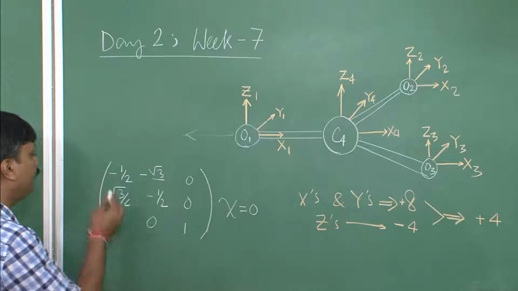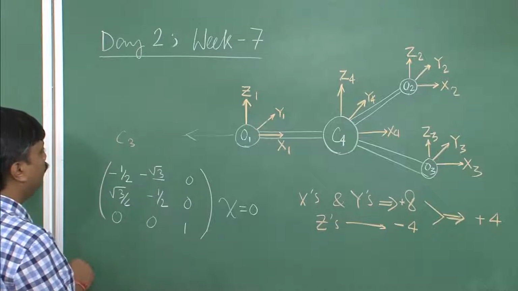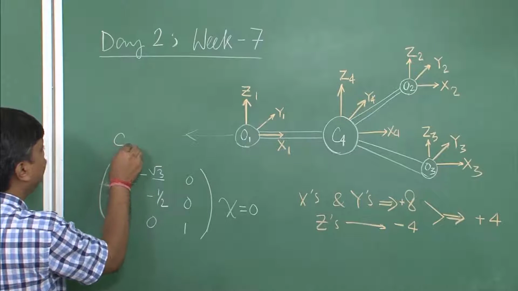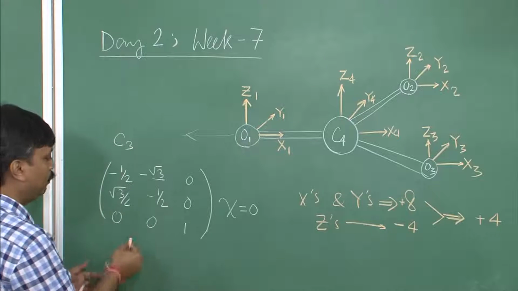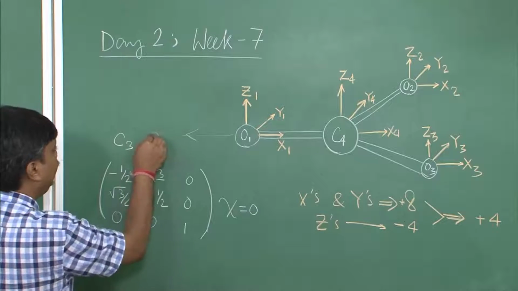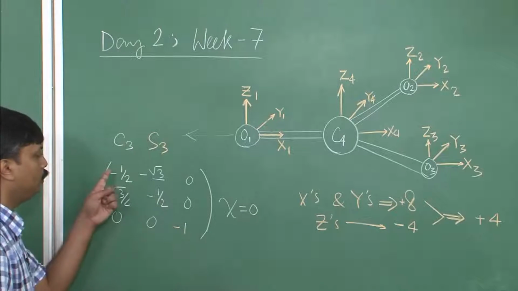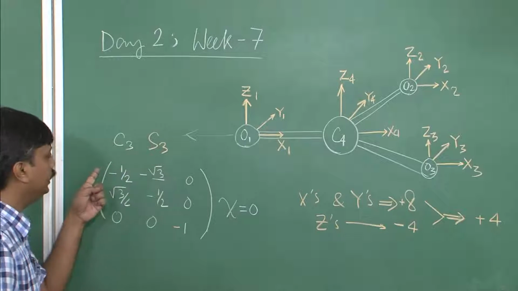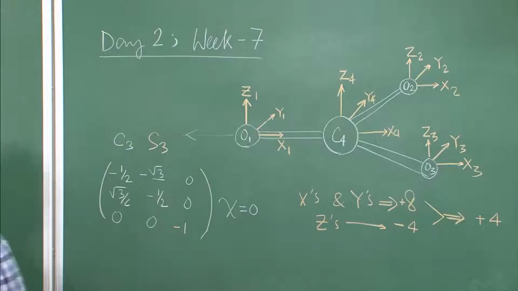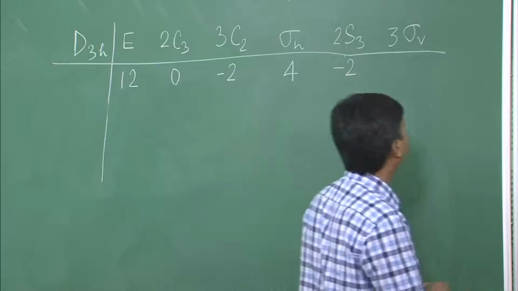So if I consider this C3, then say if I write in white color, it will be C3, then this is plus 1, and if I consider S3 in this color, then this will be minus 1. So when you consider S3, it will have total character to be minus 2. So I have minus 2 for this S3.